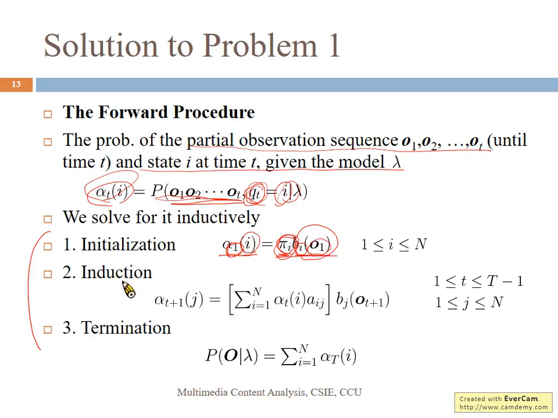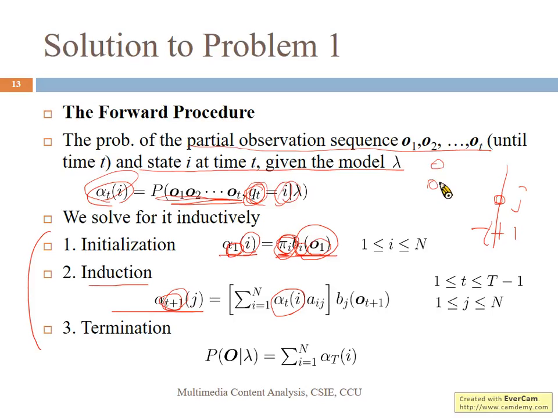The most important one is the induction process. Given alpha 1 i, we can calculate alpha 2 and then alpha 3. So any alpha t plus 1 j, we can calculate it by summation of alpha t i, where i is equal to 1 to n. So now at time instance t plus 1, we stop at the state j.